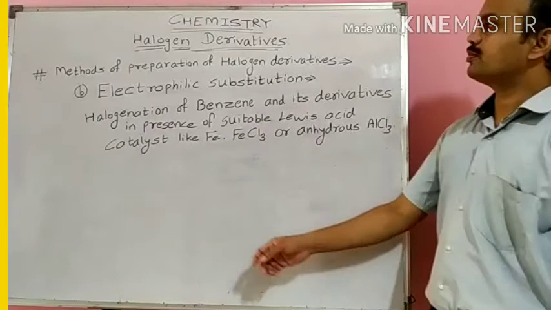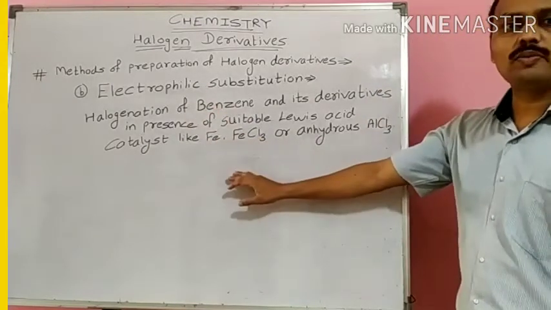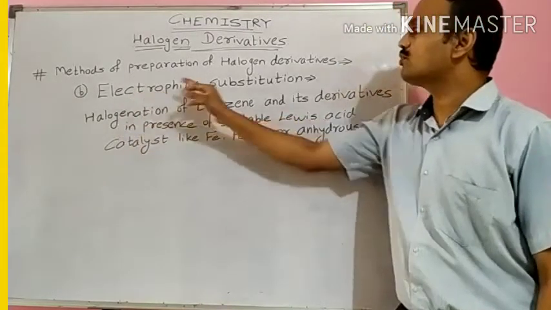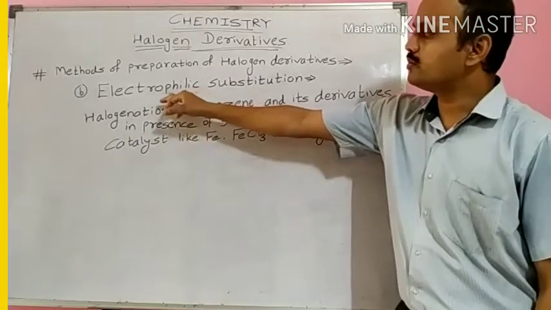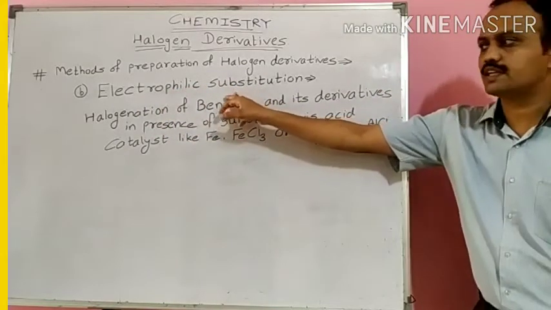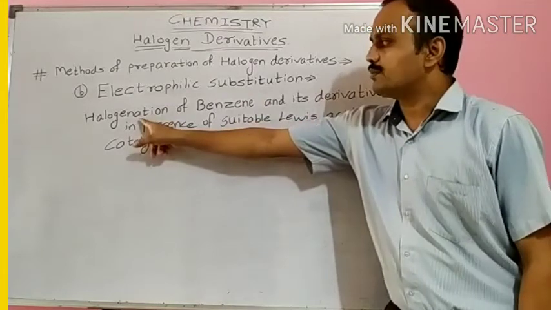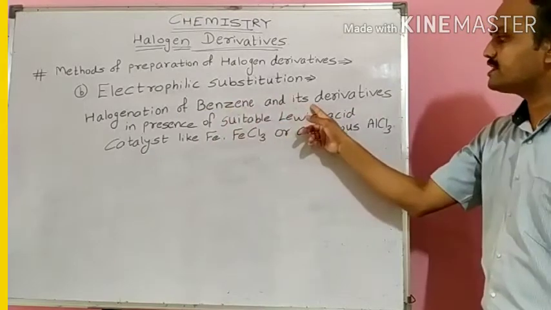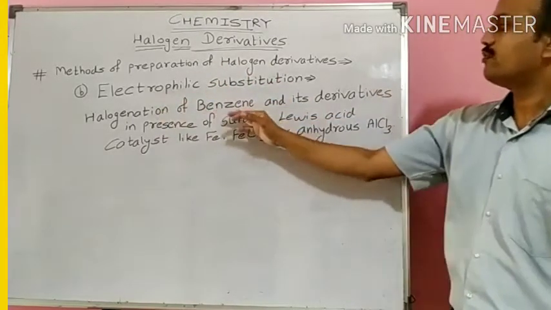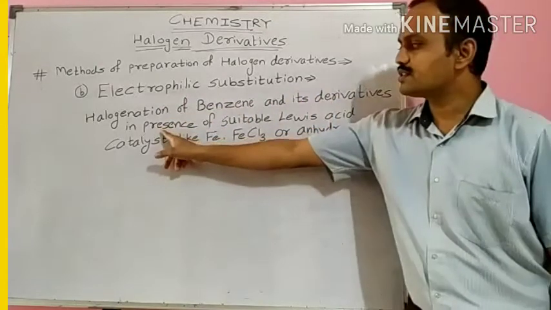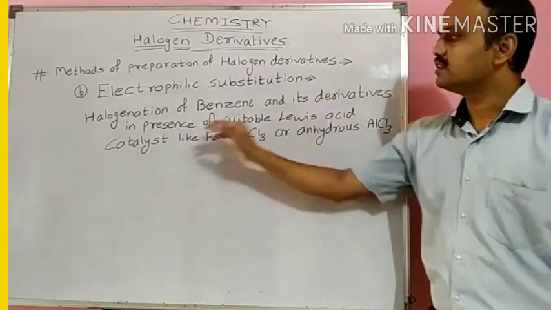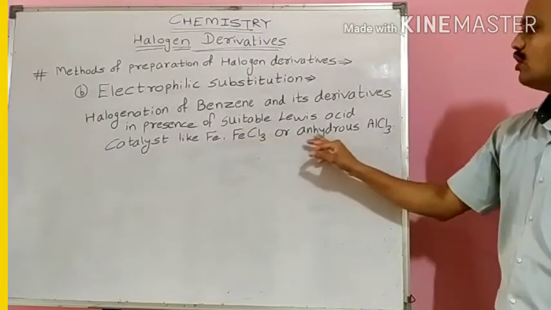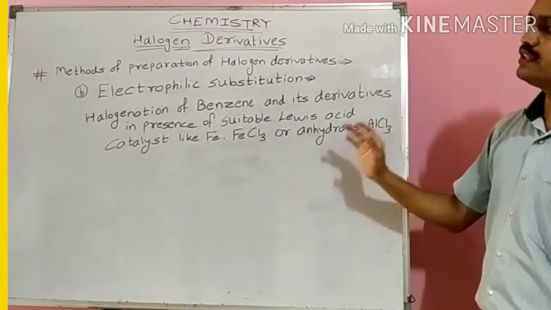The next method of preparation, particularly for aromatic alkyl halides or aryl halides, is electrophilic substitution. We have studied the meaning of electrophilic substitution in our previous standard. In this type, halogenation takes place. Halogenation of benzene and its derivatives in the presence of a suitable Lewis acid catalyst like iron chloride or anhydrous AlCl3, we get the desired product.